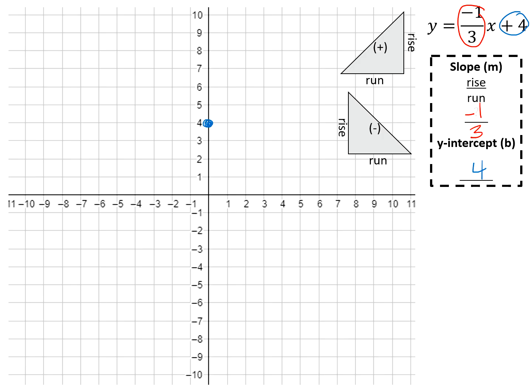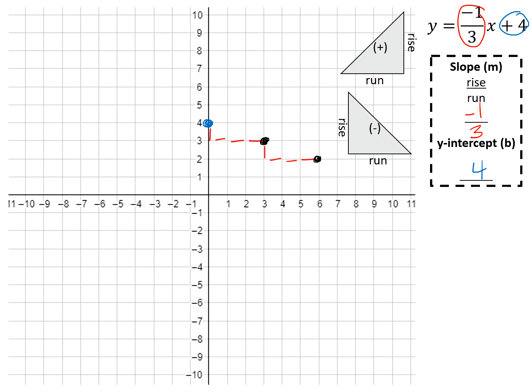Since the slope of this line is negative 1 over 3, that means it has a rise of negative 1 and a run of 3. Since the rise is negative 1, that means it's not actually rising, it's actually going down. So I'm going to go down by 1 unit, and I'm going to run 3 units like so. I'm going to place a dot right over here.